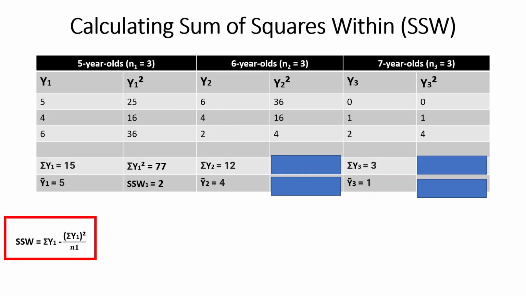Again, getting ahead of myself a little bit, but we actually had all of the necessary information to calculate the sum of squares for the first group. So it would be 15 minus, and then in the numerator here, we would have 15 squared, and then we would divide that by 3 because the first group has 3 participants in it. You would essentially do this for every single group. So there's a sum of squares within for every group.